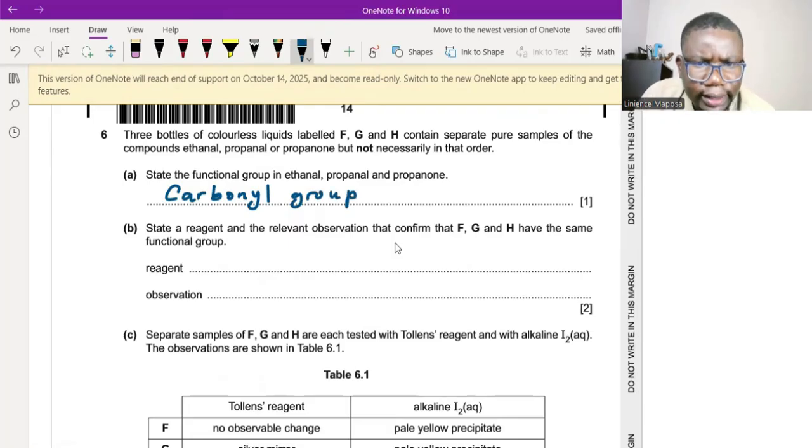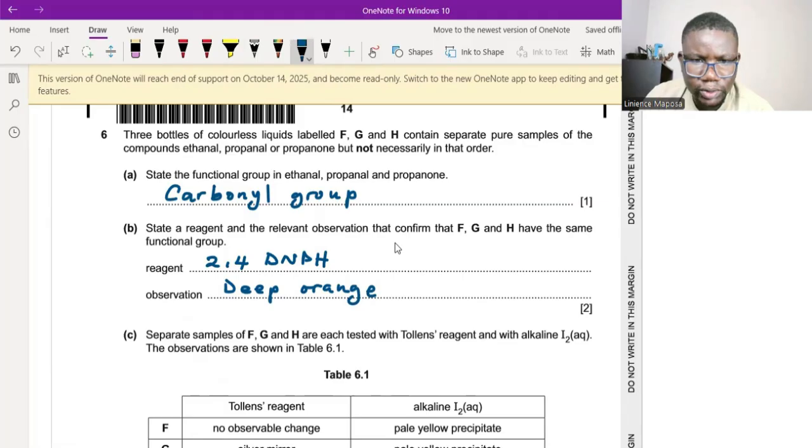State a reagent and the relevant observation that confirm that F, G, and H have the same functional group. Ketones and aldehydes give a positive test with 2,4-dinitrophenylhydrazine. You can just write DNPH for dinitrophenylhydrazine. The observation is that you get a deep orange precipitate. You remember this image of the test tube in your book.